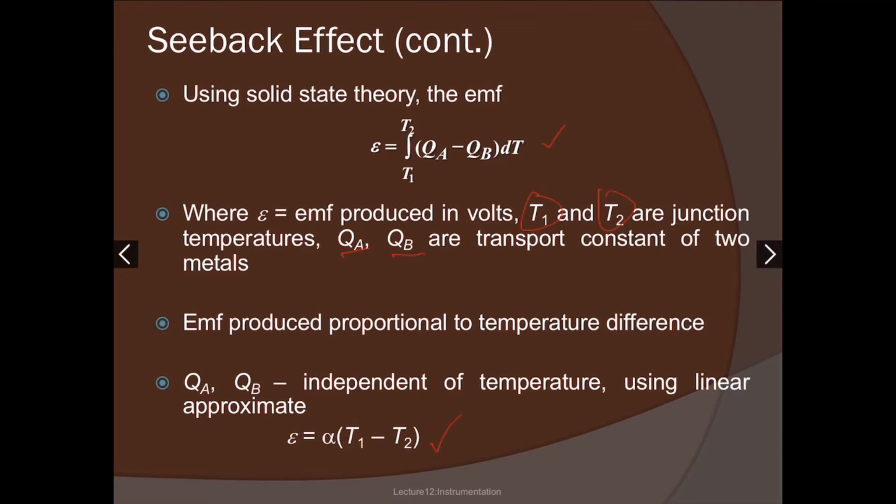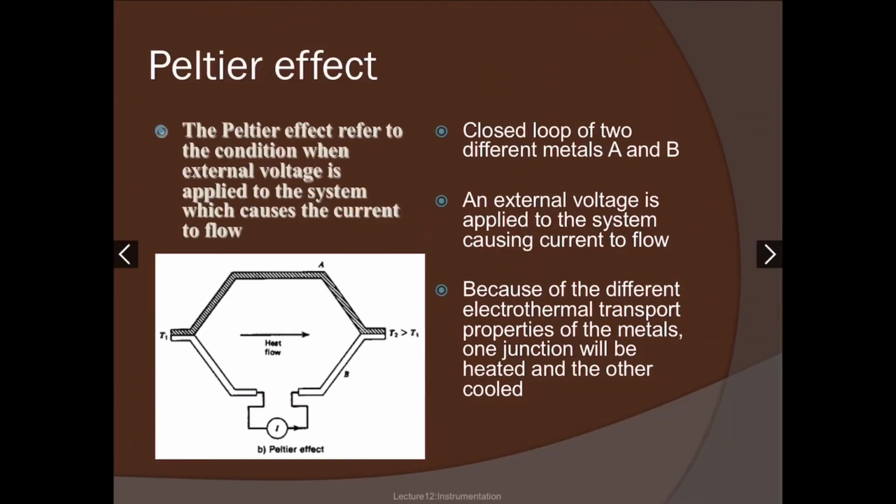So from this equation, we can see that the electromotive force produced is directly proportional to the difference of temperature at the two junctions. The second effect is the Peltier effect. The Peltier effect refers to the condition when external voltage is applied to the system, which causes the current to flow. Again, we consider a closed loop of two different metal A and metal B.